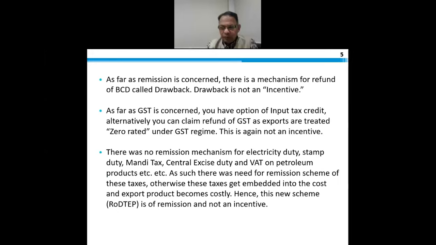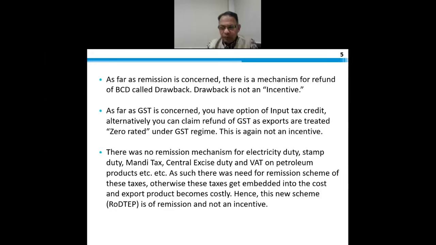So drawback cannot be treated as an incentive. As far as GST is concerned, you have the option of input tax credit. Alternatively, you can claim a refund of GST because exports are treated as zero rated. Again, technically, the government has made sure that exports are zero rated. The word in GST that we use is supply. It is a zero rated supply. And there is a logic behind it.